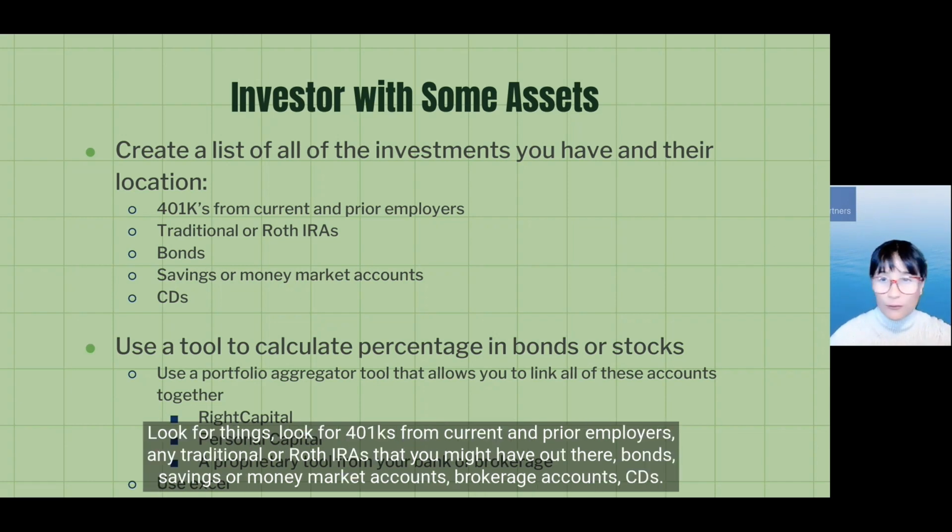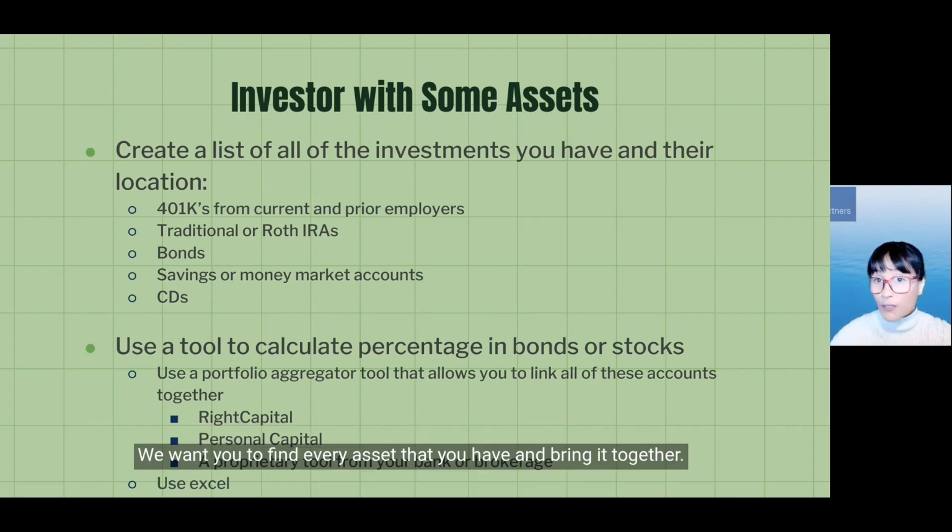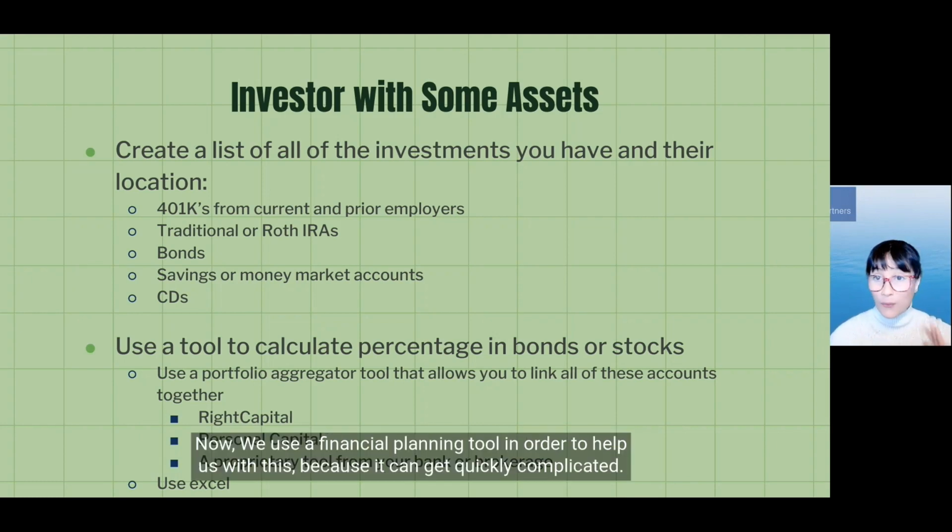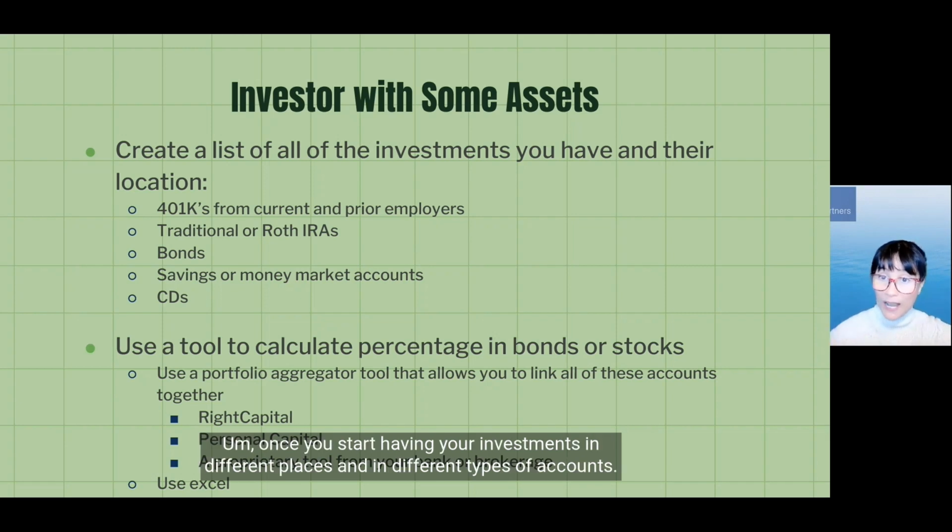Look for things. Look for 401ks from current and prior employers. Any traditional or Roth IRAs that you might have out there, bonds, savings or money market accounts, brokerage accounts, CDs. We want you to find every asset that you have and bring it together. Now, we use a financial planning tool in order to help us with this because it can get quickly complicated once you start having your investments in different places and in different types of accounts.